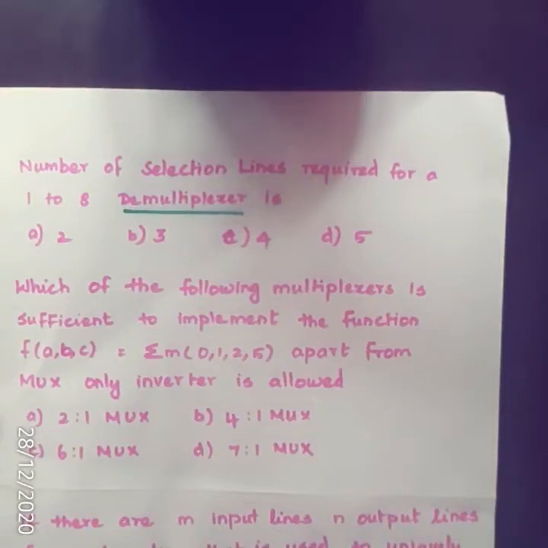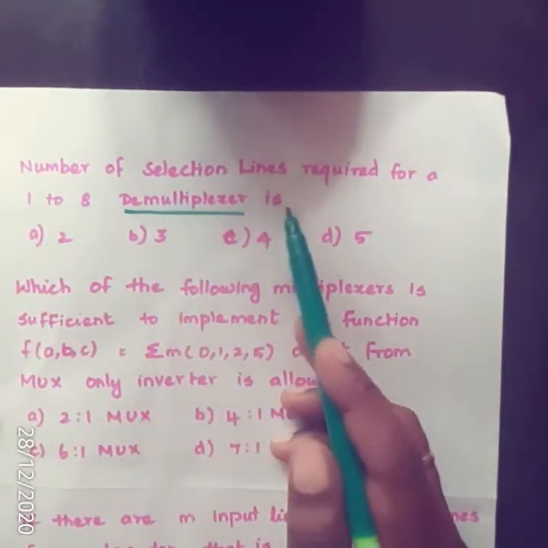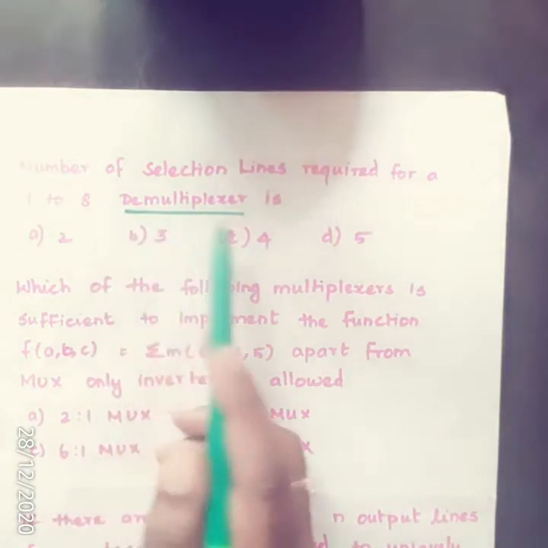Welcome all. In this video, we are going to see the objective type question and answers in combinational circuits. So first one, the number of selection lines required for a 1 to 8 demultiplexer is.